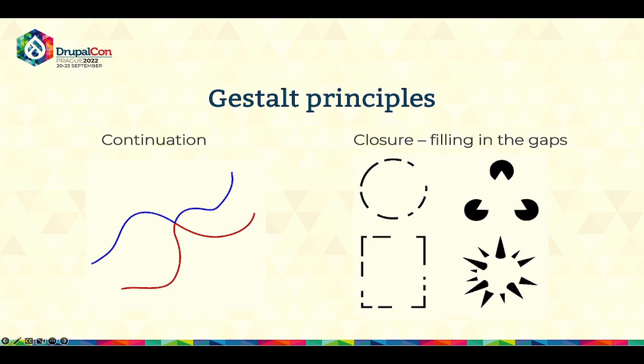So when we have that circle and rectangle that are not complete, our mind sees them as complete. Also, when we have those three black Pac-Mans, our brain can see a triangle inside of them. And also when we have those black cones there, our brain usually tells us that there is a ball inside there that has spikes on it. So that's closure.